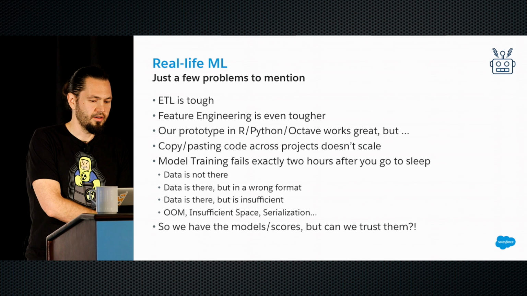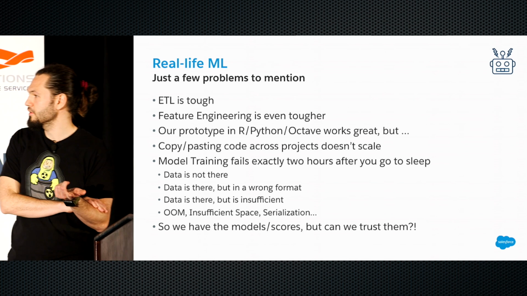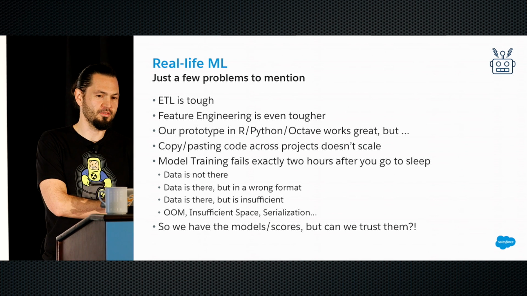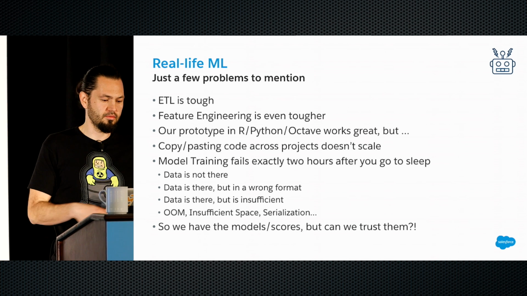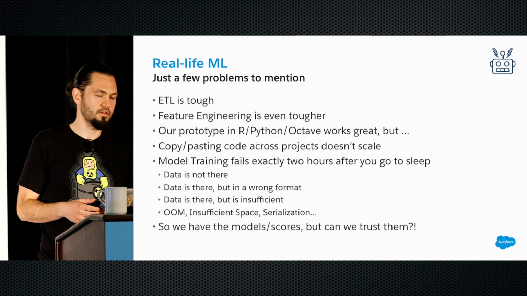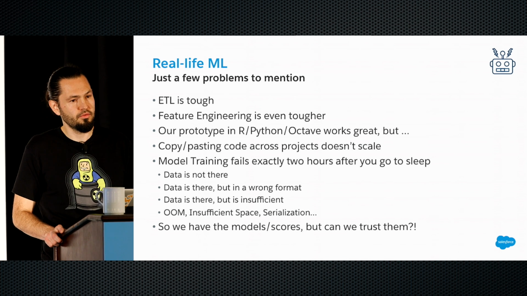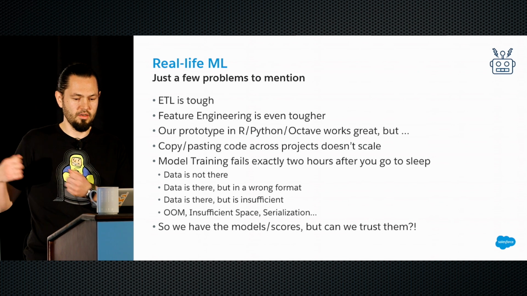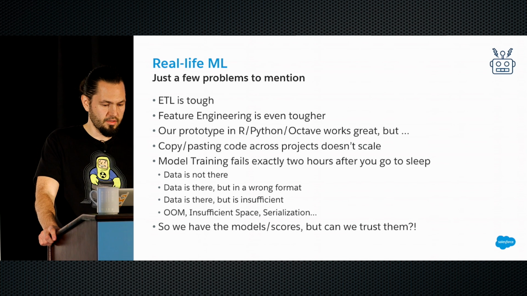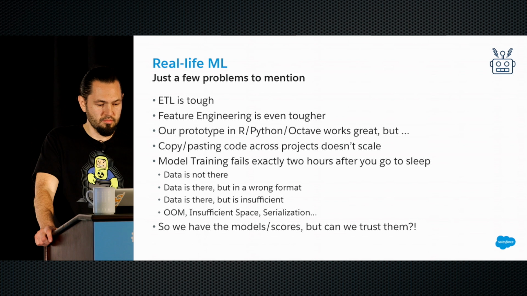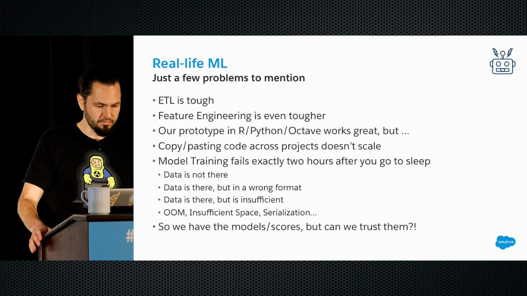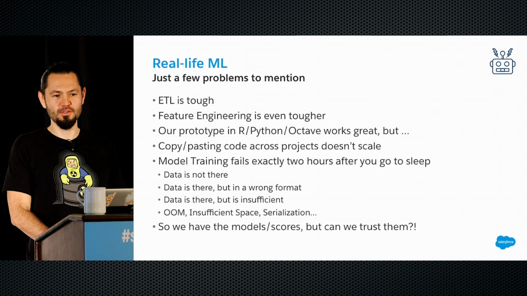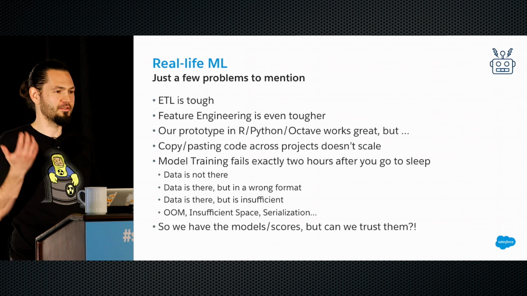Never works. And then this is my favorite part. Model training fails exactly 2 hours after you go to sleep. Not 2 hours, maybe like 4 hours, but it happens all the time. So you spin up your model on Spark or whatever software you use, maybe like TensorFlow, you run your training, and a few hours later it fails due to some division by zero, inconsistent label, serialization issues. Data is not there, you fail to find something. Or data is there but it's insufficient, so you don't have enough positive samples, for example, or out of memory, insufficient space. Serialization happens all the time, right? It's like you use Spark. Spark and serialization, I think these are two synonyms for me.